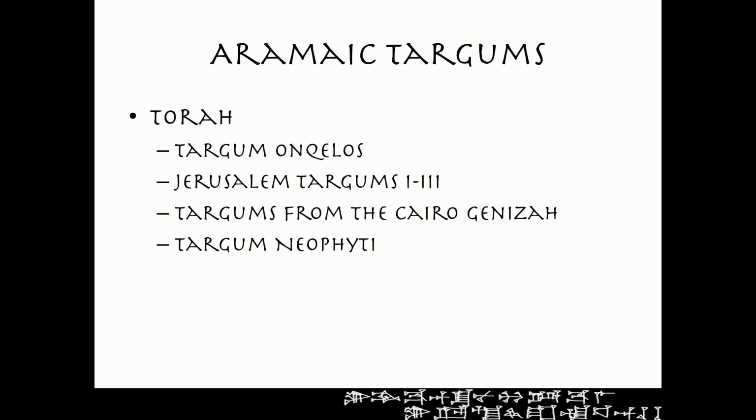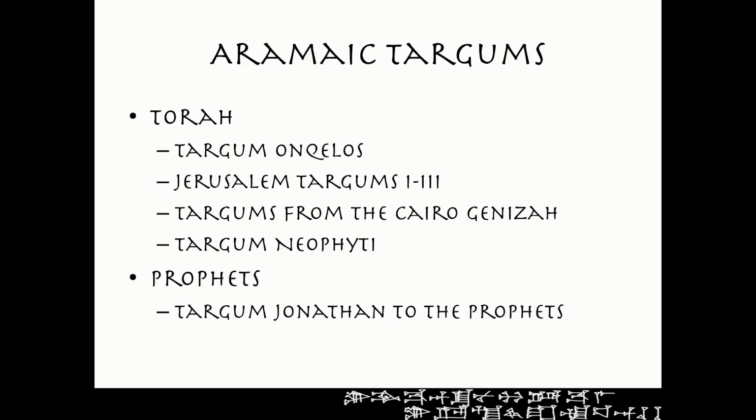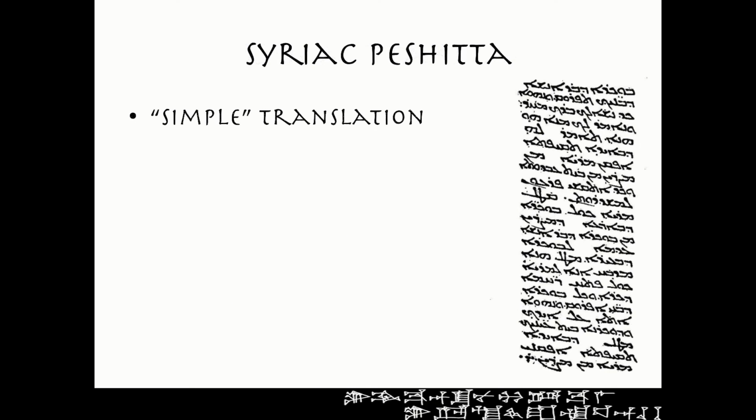So for the Torah, we have Targum Onkelos, the Jerusalem Targums, the Cairo Geniza Targums, and Targum Neophiti. And for the prophets, we have Targum Jonathan. Again, I know I'm moving through this quickly, but this is just to give you an idea of the different Targums that we have available to us.